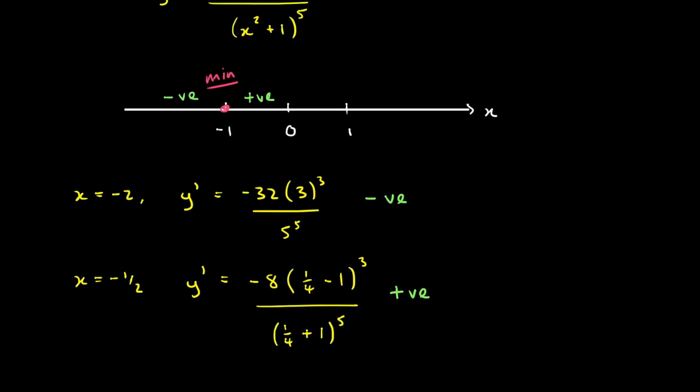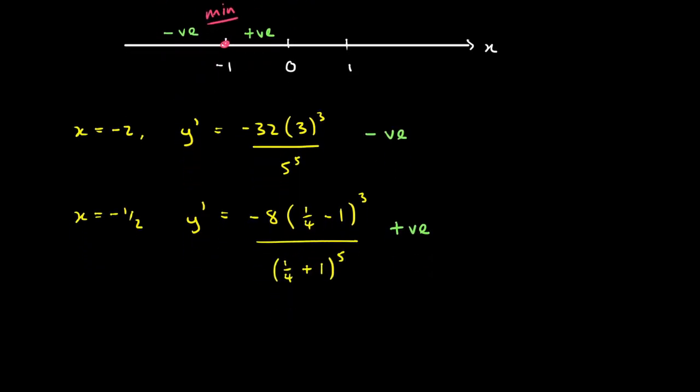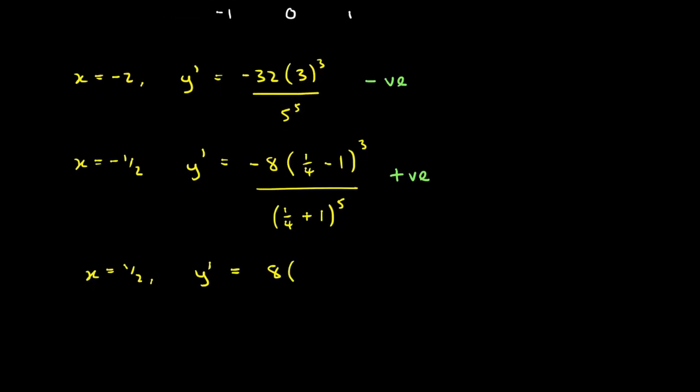All right, let's try going to the right-hand side of 0. So we go to a half, so x is equal to a half. So y prime, we've got a half times 16, which is positive 8. We've got a half squared, which is a quarter, minus 1 to the power of 3, and a half squared, which is a quarter, plus 1 to the power of 5.